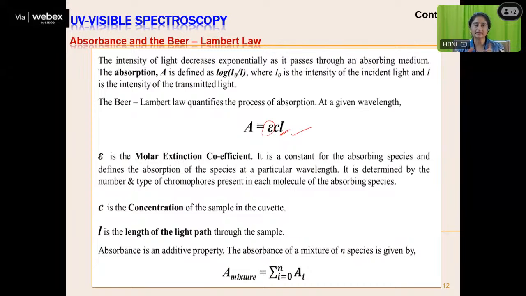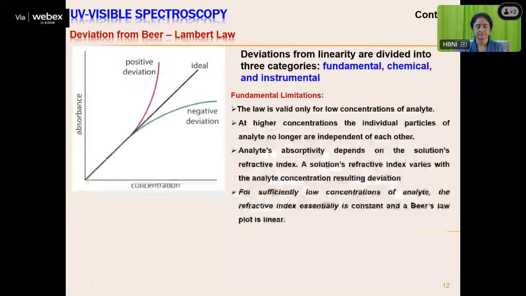So the normally available cuvette is 1 centimeter. So that 1 centimeter is its path length. Absorbance is an additive property: if more than one species is present in the solution or in your sample, the absorbance of the mixture will be the summation of the absorbances of all the species present in the solution.